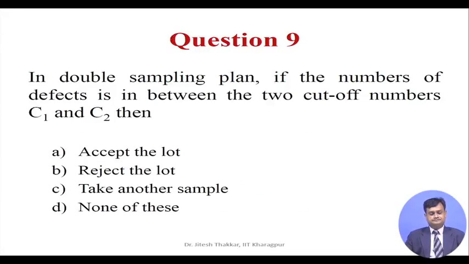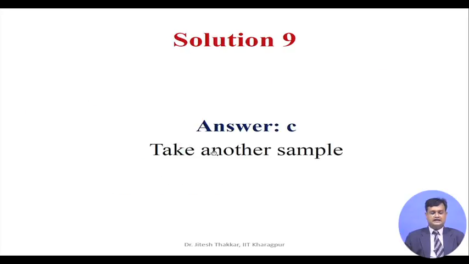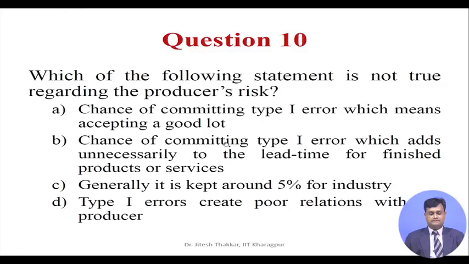Question number 9. In double sampling plan, if the number of defects is in between the two cutoff numbers C1 and C2, then A. Accept the lot, B. Reject the lot, C. Take another sample, D. None of these. The correct answer is C. Take another sample, because we are not able to make the decision and it is in between C1 and C2. So, we will go for another sample.